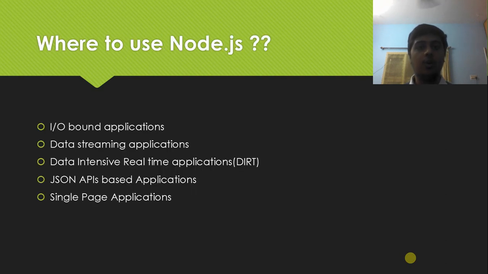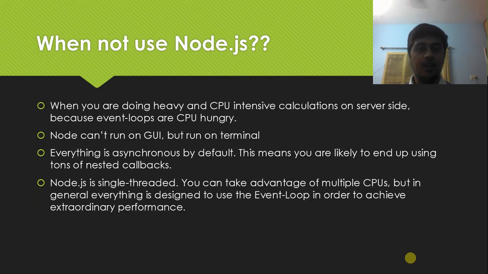So where to use Node.js? It may be used in input-output bound applications, data streaming applications, data-intensive real-time applications, which are called DIRT, JSON API based applications, and also single page web applications. So when not to use Node.js? When you are doing heavy and CPU intensive calculations on the server side, because event loops are CPU hungry.